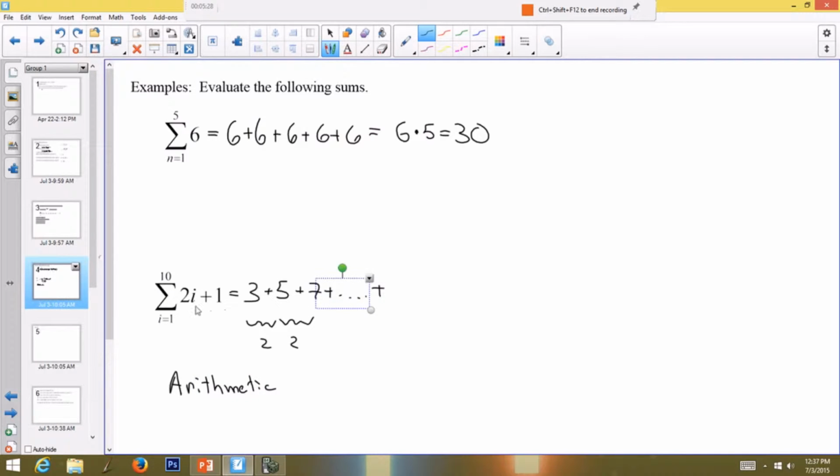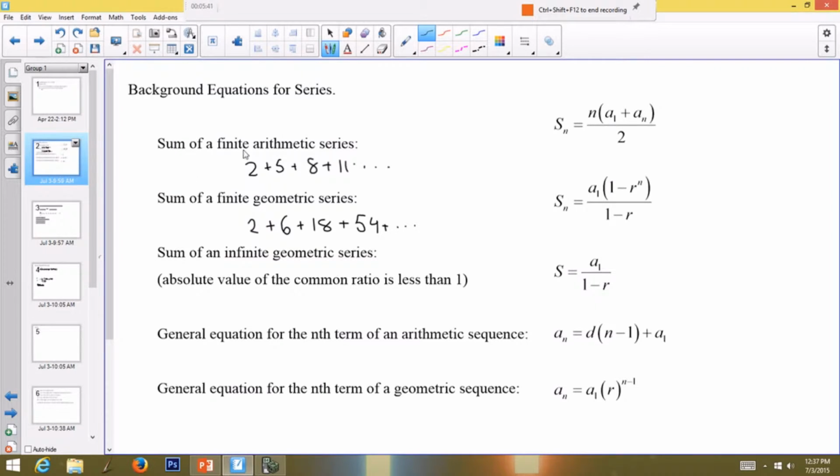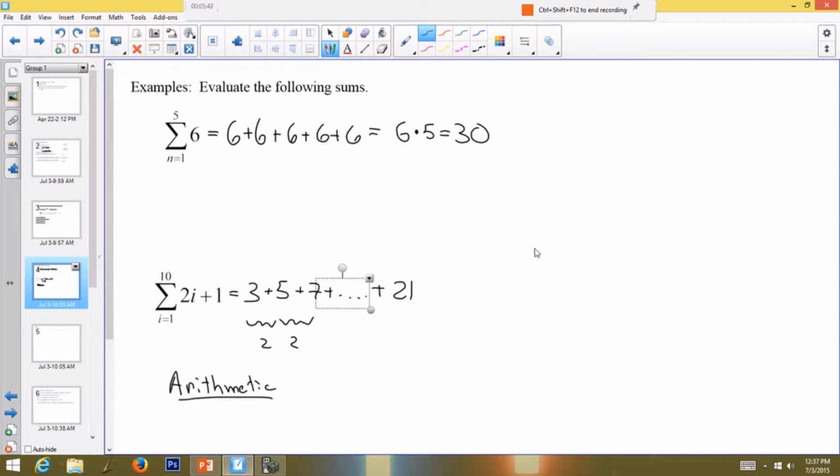Now, I don't want to calculate all of them because there's 10, but if I plug in 10, the last one, 10 times 2 is 20, plus 1 is 21. So if I want to add all these things up, I can go the whole thing, but since I know that it's arithmetic, I can come back to this list of equations here, take the sum of a finite arithmetic series, this equation right here, which I will rewrite for us. It is S sub n equals n times a sub 1 plus a sub n all over 2.